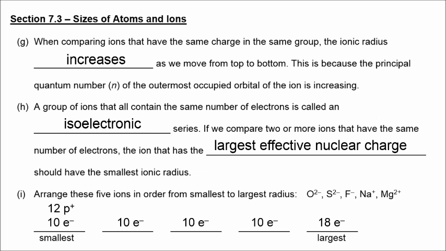Well, magnesium has 12 protons, sodium has 11 protons, fluorine has 9 protons, and oxygen has 8 protons. So in that order, that would be from smallest to largest. And then finally, we know that the sulfur ion has 16 protons. All right, so magnesium 2+ is the smallest, and then sodium +, fluorine −, oxygen 2−, and then finally sulfur 2−.